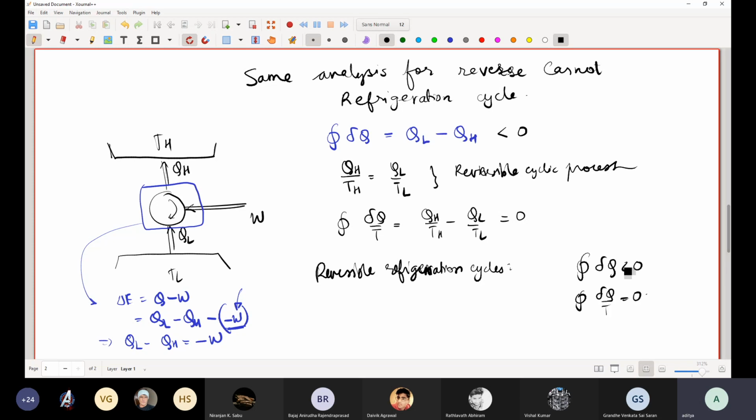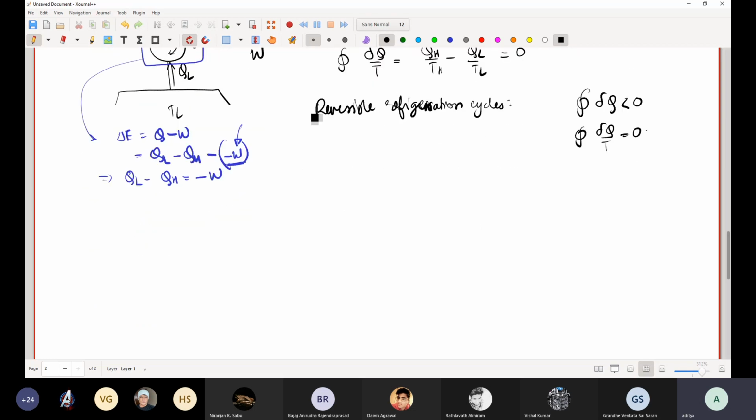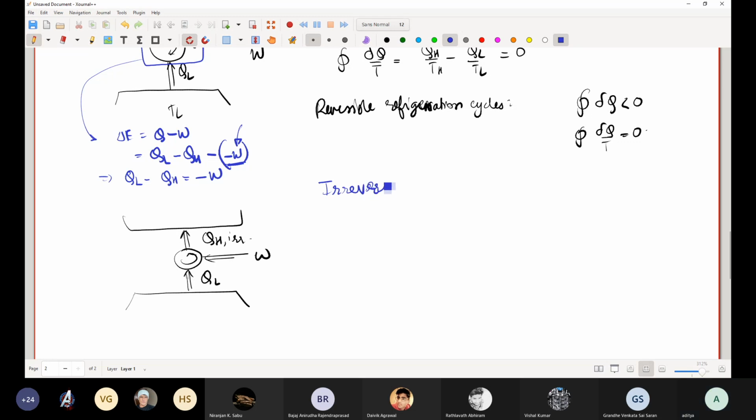Now let us consider, in the same chain of thought as we have done before, what happens when the process is not reversible, rather it is irreversible. You have some work input, you are extracting some QL, and suppose this is QH irreversible. What can we conclude about an irreversible refrigerator? From pure logic.